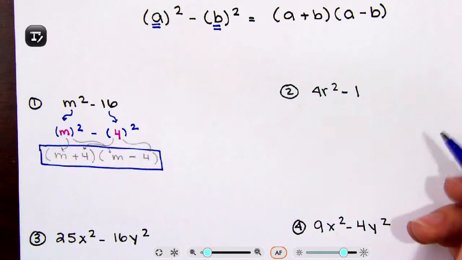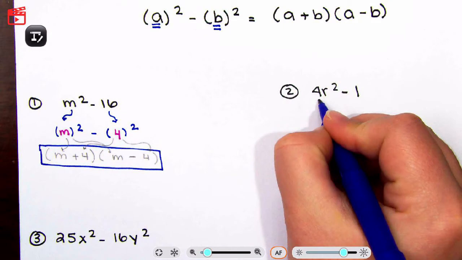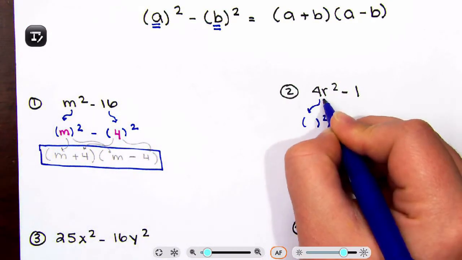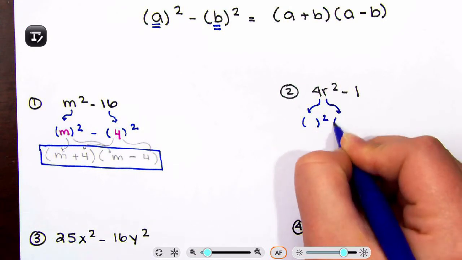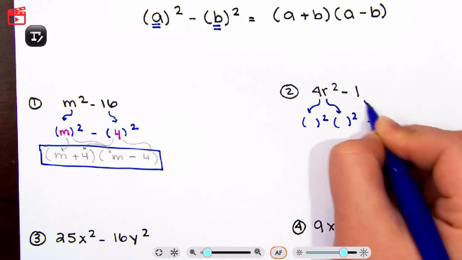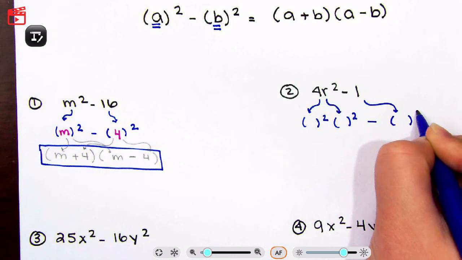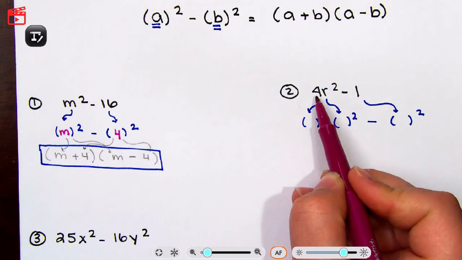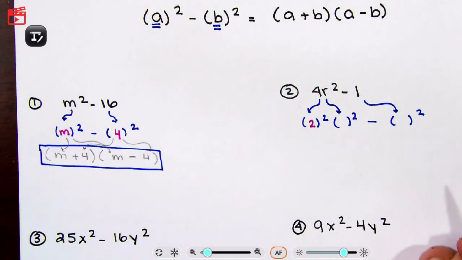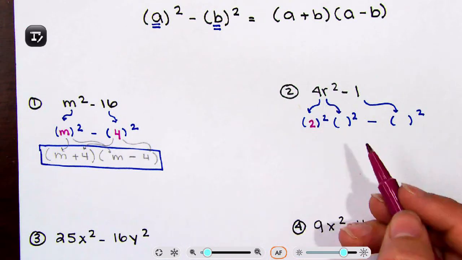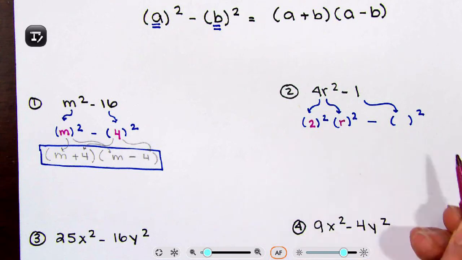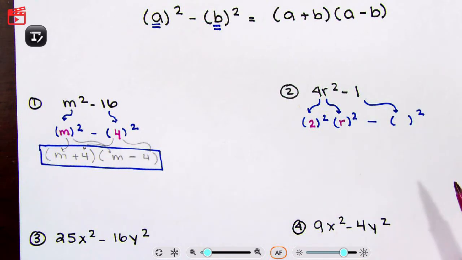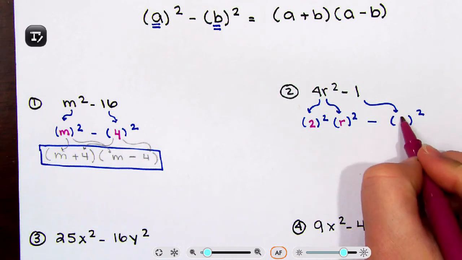Let's go ahead and try this again. Can I rewrite this as a perfect square? Do you notice this? There's a 4 and an r, so both of these have to be rewritten as a perfect square. Can I rewrite 4 as a perfect square? Well, 2 squared is 4. Can I rewrite r as a perfect square? Well, yes, r squared is r squared. Can I rewrite 1 as a perfect square? Well, 1 squared is 1, so here you go.